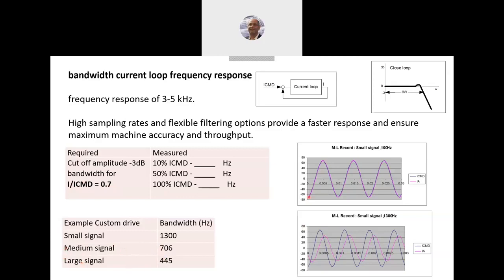So that's a very simple way to measure the bandwidth of the current loop. Usually people say 3 to 5, but as I mentioned before, your mechanical system probably will be below 1 kilohertz.